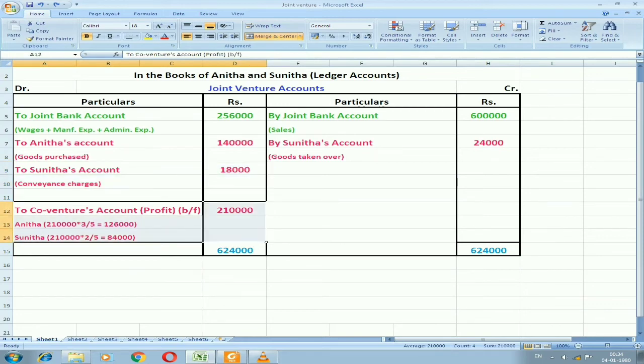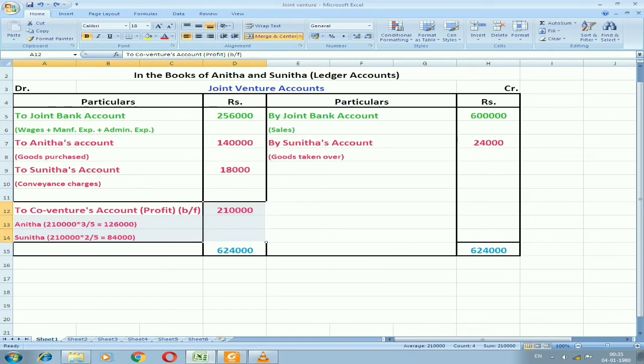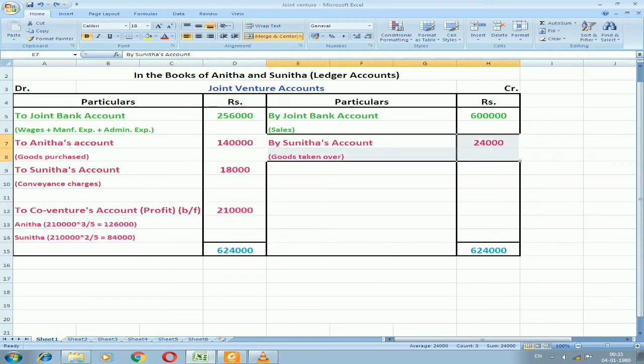Lastly, we have one more related to a co-venturer, that is the profit. This will also be transferred to the co-venturer's account. It is on the debit side, so we are supposed to transfer it on the credit side, that is by joint venture account, profit. Anita 1,26,000, Sunita's column 84,000. Apart from this, on the debit side of the joint venture account, we don't have anything else related to co-venturers.